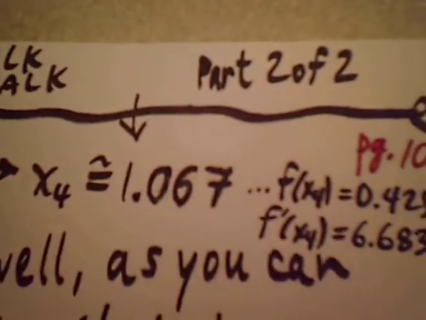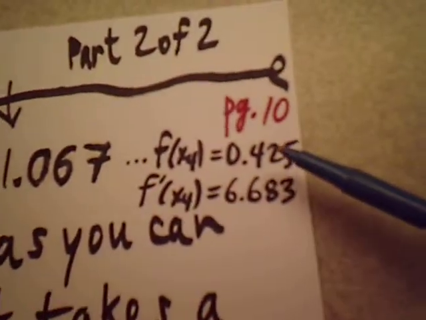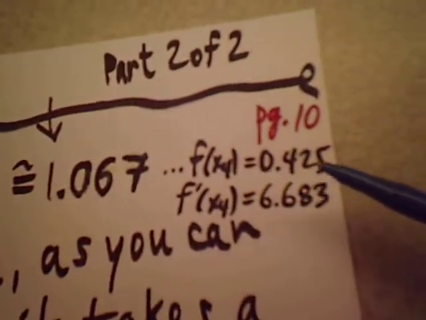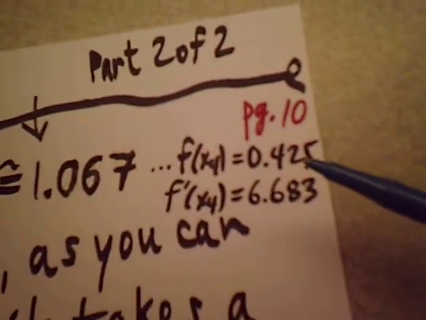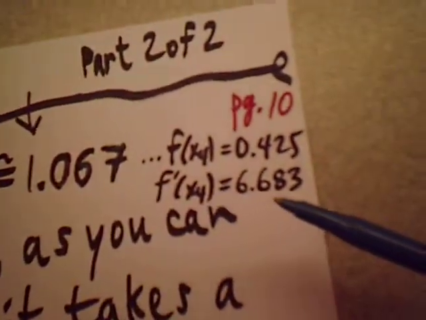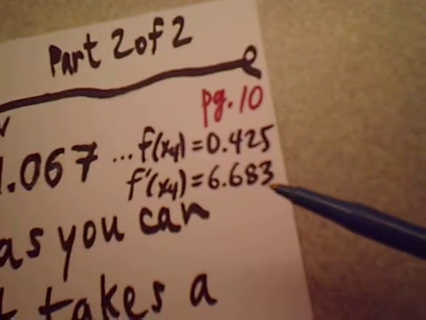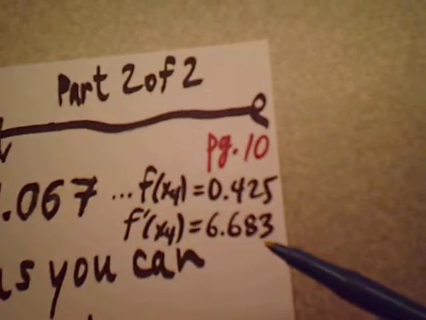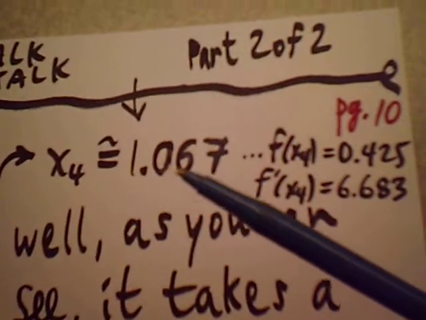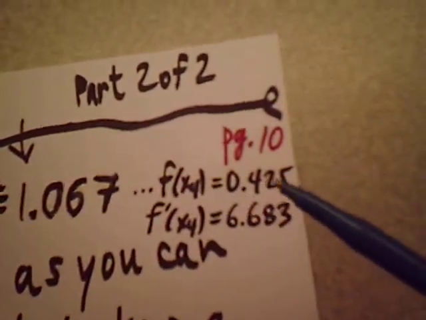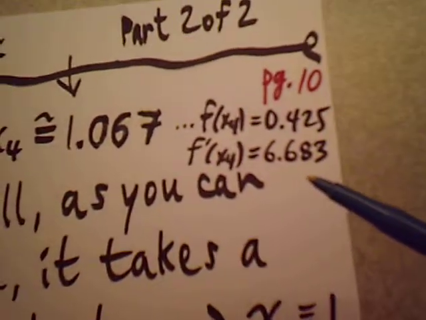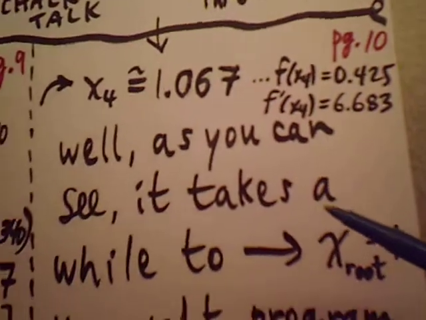our final answer we get is 1.067 approximately. And I've cut to the chase and just done the calculations for f of 1.067, or x4 is 0.425, and f prime of 1.067 is a slope of 6.683, and now that's at the point on the graph of the function. x4 is 1.067 and y is 0.425. The tangent line is going through that point at the slope 6.683.